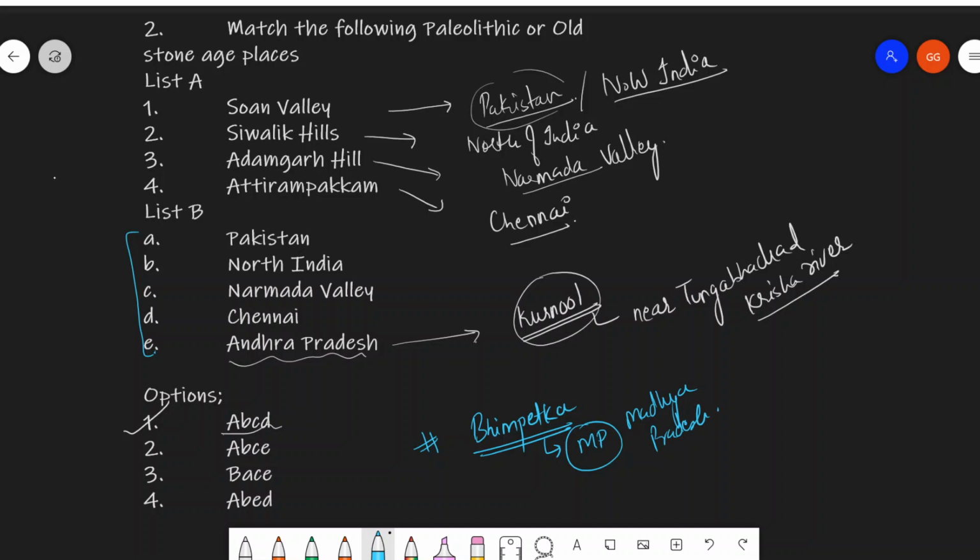Food was basically obtained by hunting animals and gathering edible plants and tubers. Therefore, the people who belong to the Paleolithic or the Old Stone Age, these people were also called hunters and gatherers. They used stone tools. Their tools were basically hand-sized and they flaked off large pebbles for hunting animals. So these are some of the important things about the Paleolithic or the Old Stone Age places.